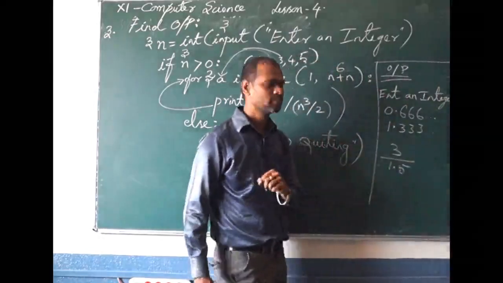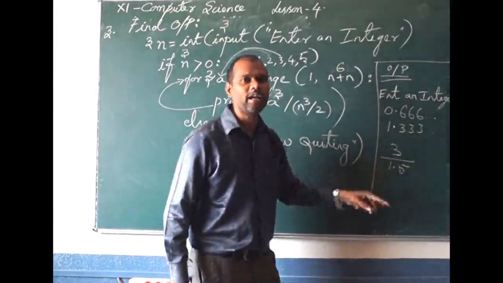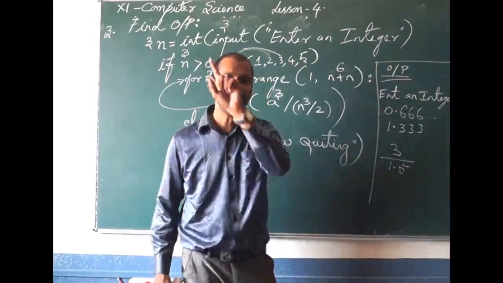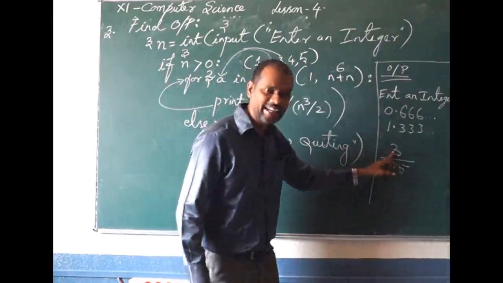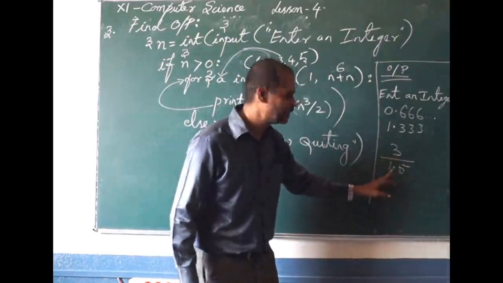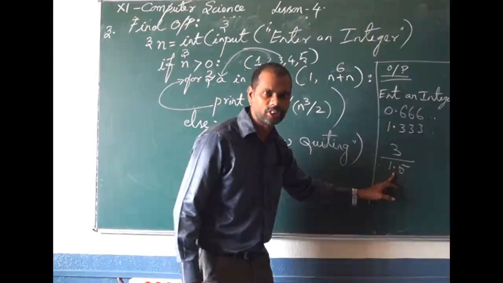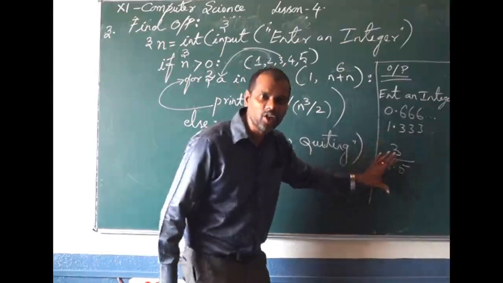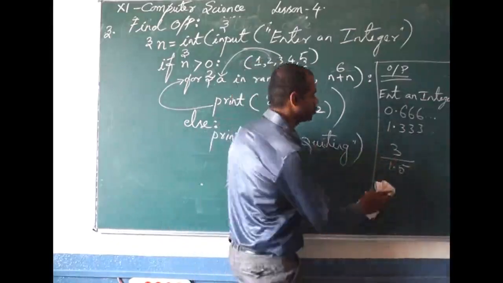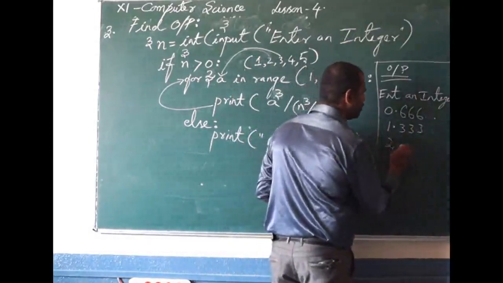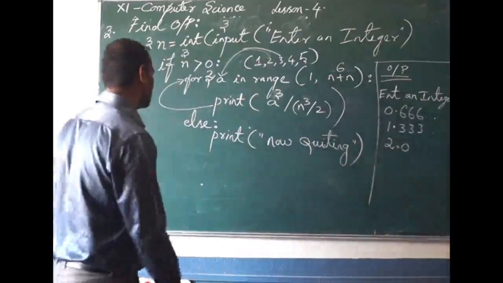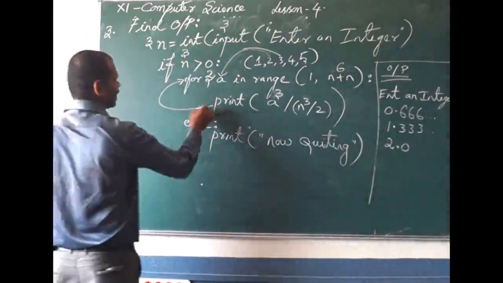You tell me. For this question, if you write 2, I will cut the mark. It is wrong because 2 is an integer. This is a float, with a decimal point. So the answer also will come in decimal point. So 3 by 1.5, the answer is 2.0. Okay, fine.